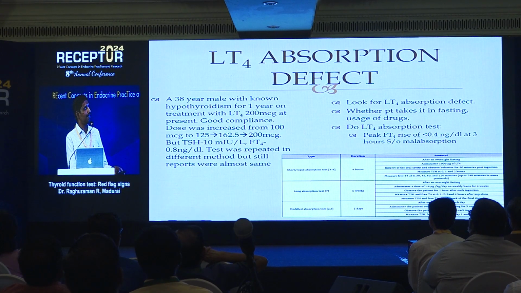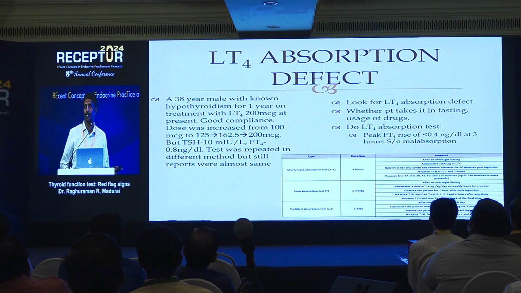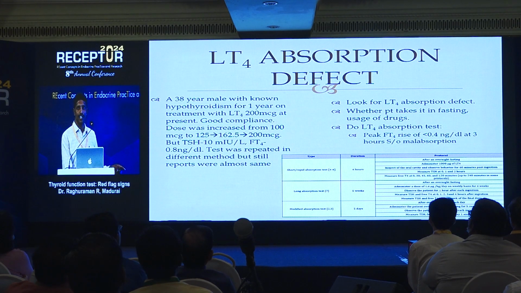One last case is levothyroxine absorption defect. A patient is on around 200 microgram, but still his TSH is not controlled. That is, his hypothyroidism is not controlled. Patient reports that there is good compliance, there are no drug effects, and the repeated test was done in different labs, but it is almost the same. So we can go ahead with levothyroxine absorption defect.